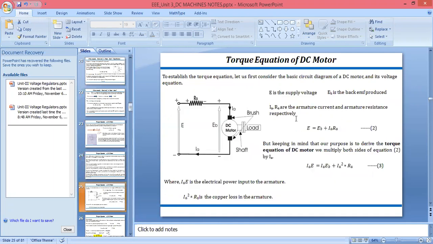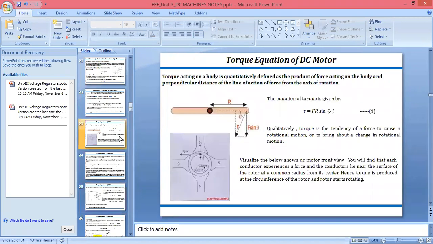Here you can see when we are using the DC motor and we are giving the supply, we have already seen these equations. E is nothing but the total supply. We can calculate it as back EMF plus the potential drop across the armature winding. So you can write E equal to EB plus IA RA. By keeping in mind the torque equation of the DC motor, we multiply both sides because we need the torque equation.